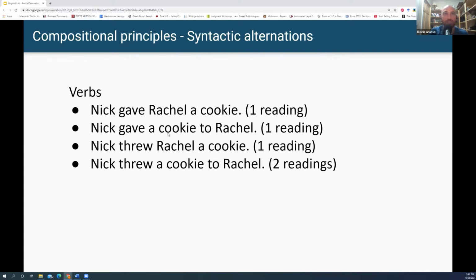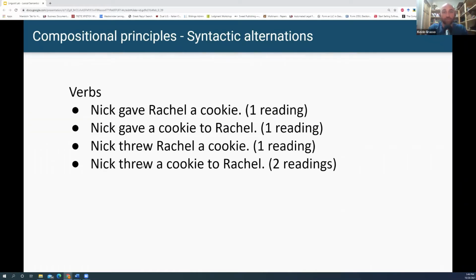But the fact that you have this same alternation with the verb, putting the dative here versus the preposition, with give and throw, but you have two different interpretations with a verb like throw, suggests that give and throw belong to the same class of verbs, in the sense that they both can undergo the dative alternation, right? But within that class, there are subclasses, right?